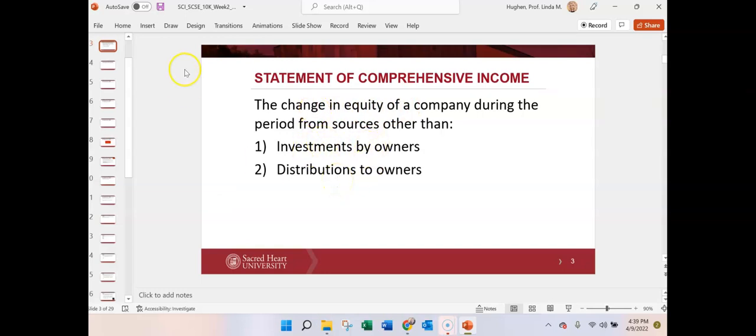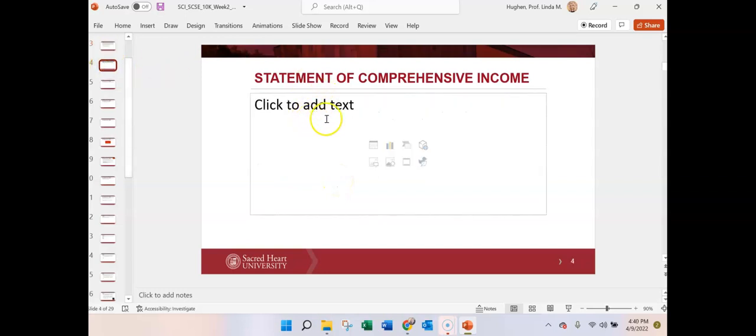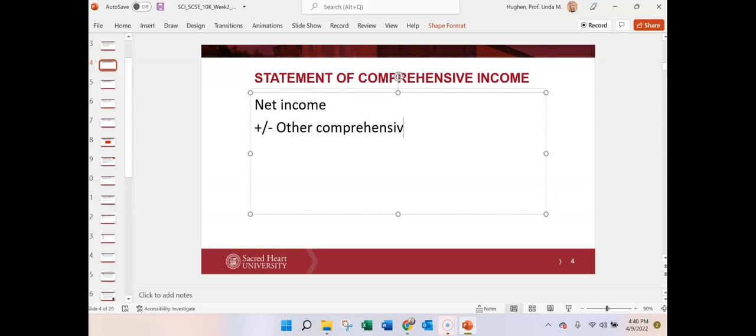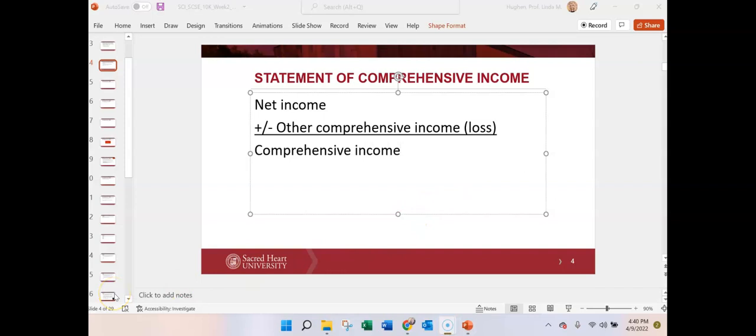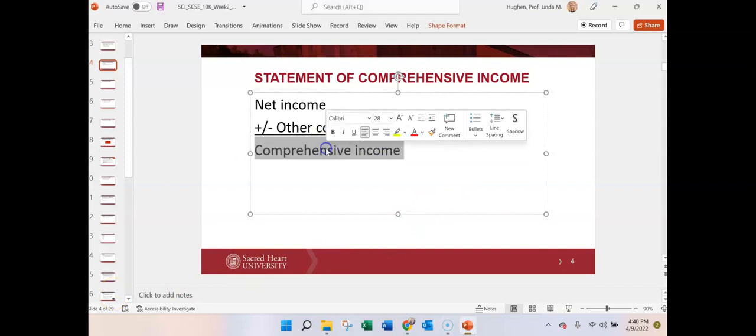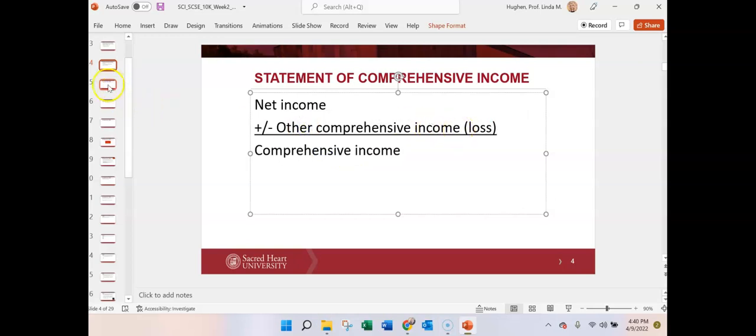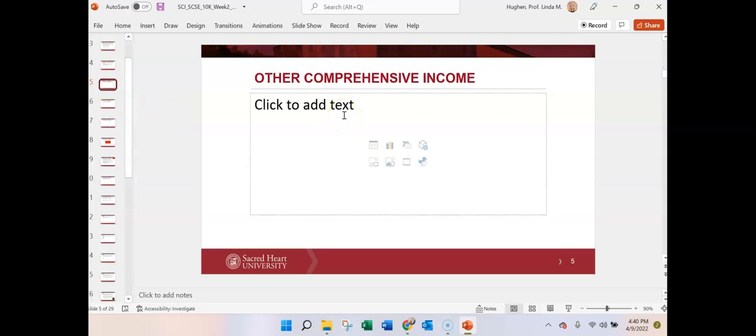We really didn't define it other than it's change in equity that's not related to issuing stock, buying back stock, or giving dividends. A much simpler way of defining the statement of comprehensive income is simply 3 variables within an equation. Net income, plus or minus other comprehensive income, so plus other comprehensive income or minus other comprehensive loss. And these 2 terms combined give us comprehensive income. Now, the question that you should be thinking is, I know what comprehensive income is, but what is other comprehensive income?